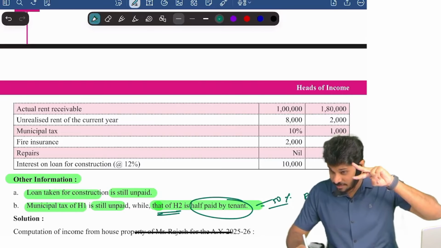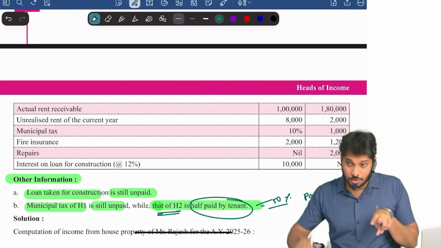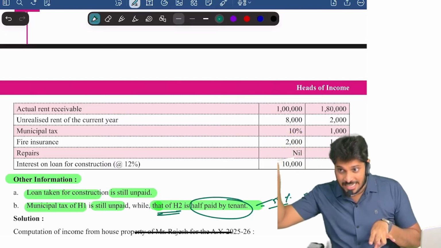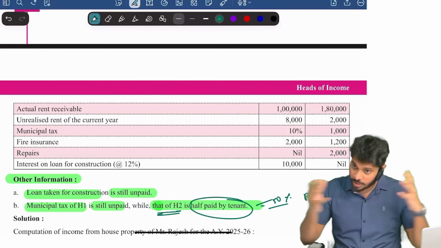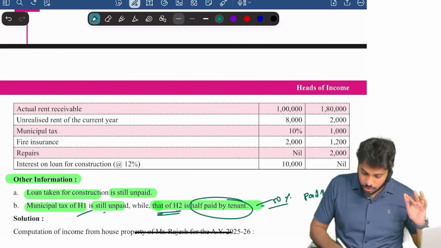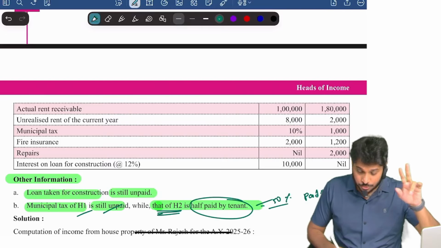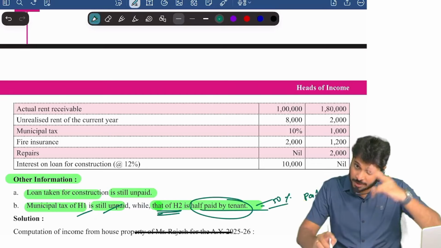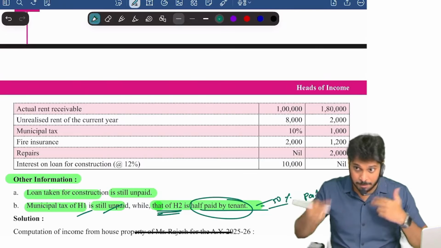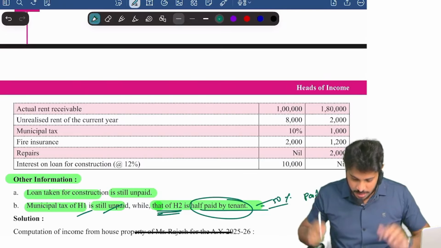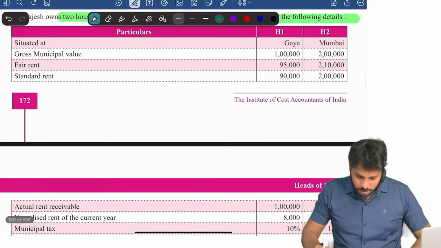Suppose if the sentence is for house 2 only half is paid by tenant. If that is the case, then owner did not pay anything. What does they say? House 1 is unpaid, while that of house 2 half is paid by tenant, means remaining half is paid by owner. That's the meaning out of the sentence I'm getting. Okay, fine. Next. Now gross annual value.